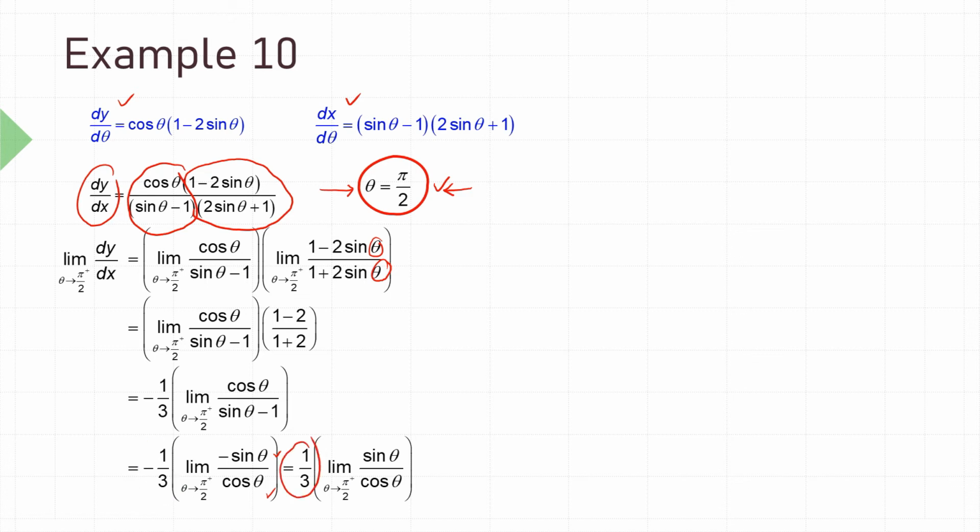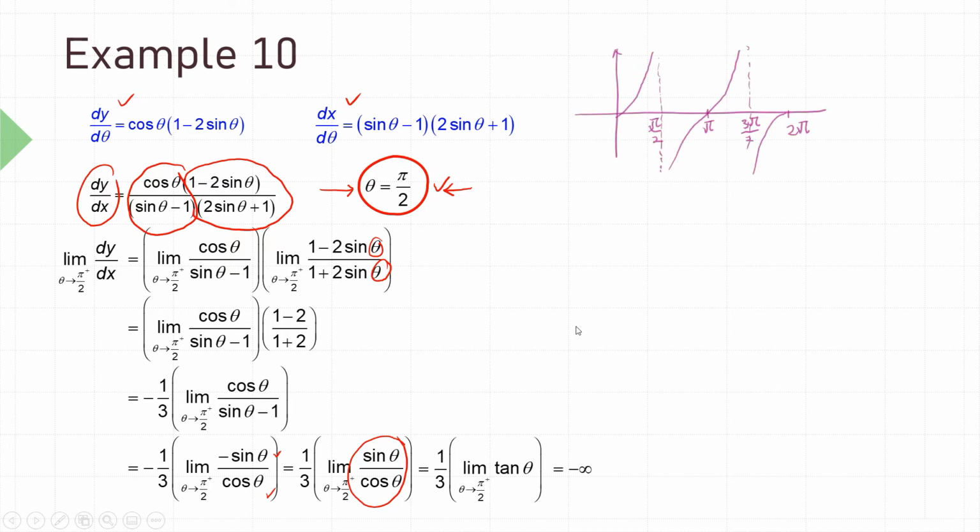Now please take note of the limit as theta approaches pi over 2 from the right of sine theta over cos theta. We can simplify sine theta over cos theta as tangent theta. So we have this one. Recall the graph for tangent theta. How do I get this negative? This is the graph for tangent theta.